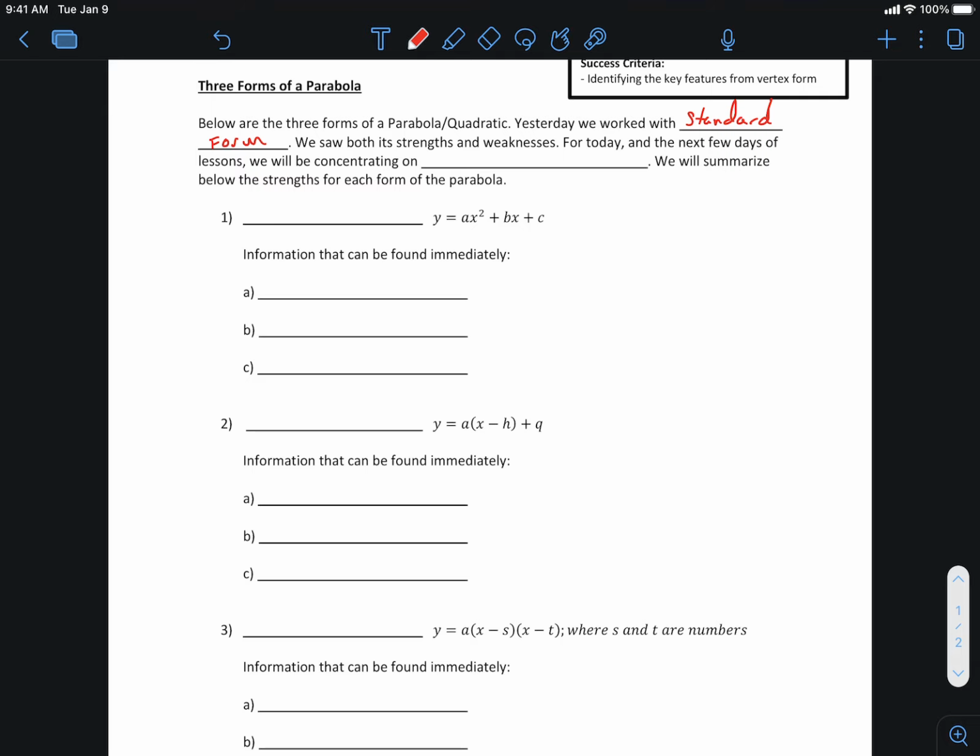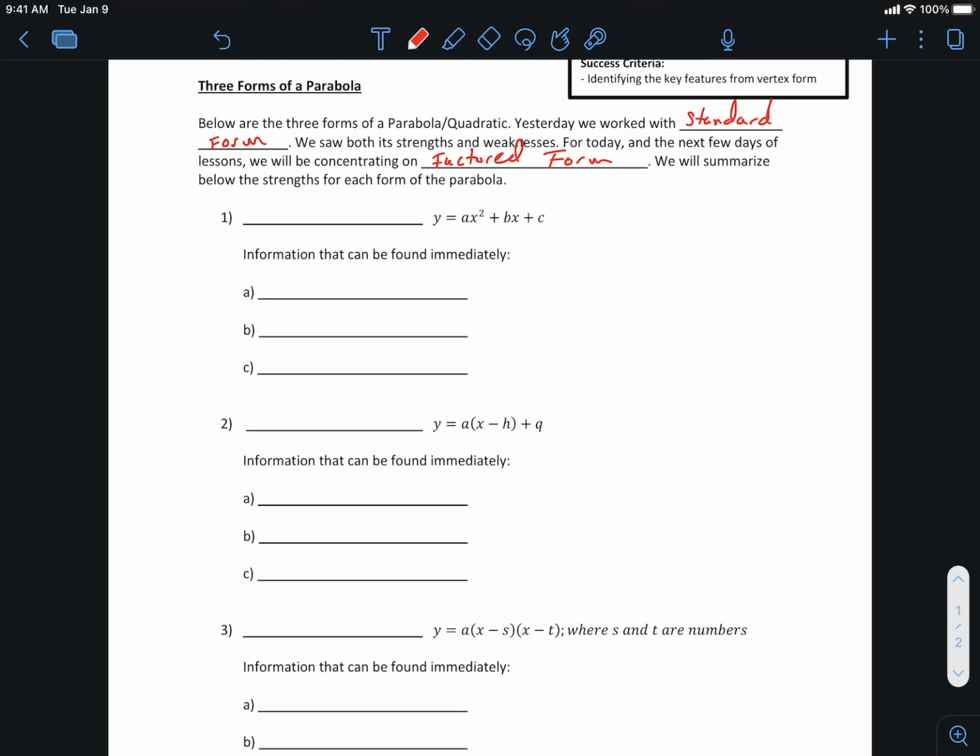Okay, so for today and the next few days of lessons, we'll be concentrating on factored form. And you don't know what these are yet. I'm going to describe them down here below. We will summarize below the strengths, or sorry, just the strengths. You'll be able to identify what the weaknesses are from the strengths for each form of the parabola. So we already learned number 1 yesterday. That should look familiar.